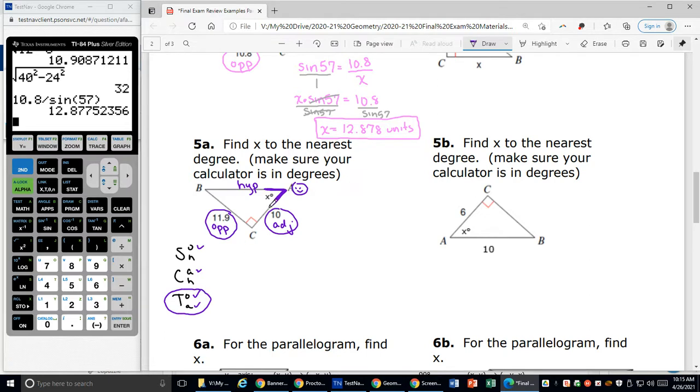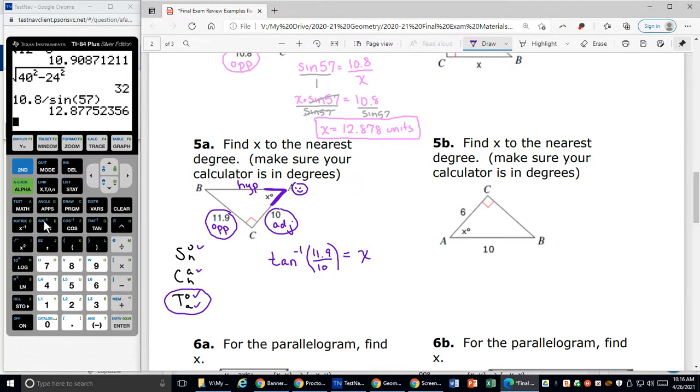But this time, because I'm looking for an angle, I'm not going to use regular tangent. I'm going to use the inverse tangent. And then it's going to open parentheses, and I'm going to put this ratio in the parentheses. So opposite over adjacent. My opposite is 11.9 over my adjacent is 10, and that's going to give me that angle. It's going to work backwards to give me that angle x.